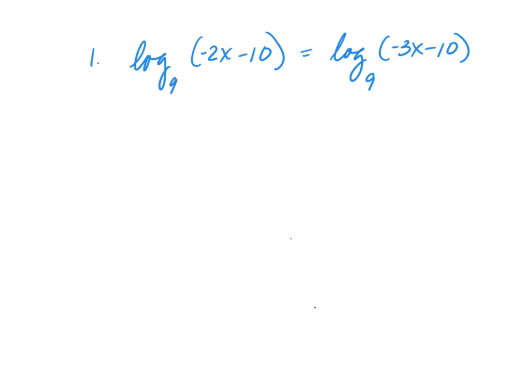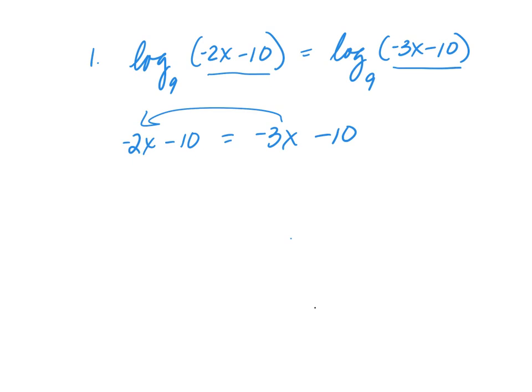So if log base 9 of this mess equals log base 9 of this mess, what do you know about the messes? Oh, they must be equal to each other. So we've got, that's a tough one, negative 2x minus 10 equals negative 3x minus 10. So the first thing I do is move all the x's to the left. When I move this guy to the left, I get plain x, because negative 2 plus 3 is plain x. And when I move the 10 to the right, I get 0.